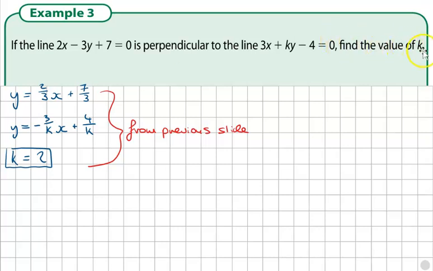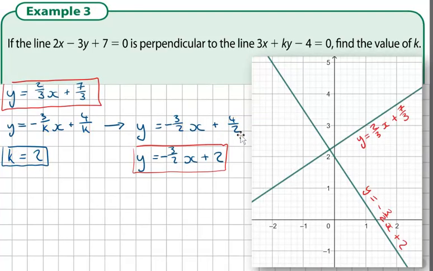They just asked us to find the value of k, but if they asked us to then find the equation of this second line, all we would have to do is replace those k's with 2. So I'm just going to show you what we would do if the question went on to ask you to find the equation. So we'd replace both of those k's, highlighted in yellow, with 2. So we'd have y is equal to minus 3 over 2x plus 4 over 2. And then 4 over 2 is 4 divided by 2, which is 2. So we'd get y is equal to minus 3 over 2x plus 2.